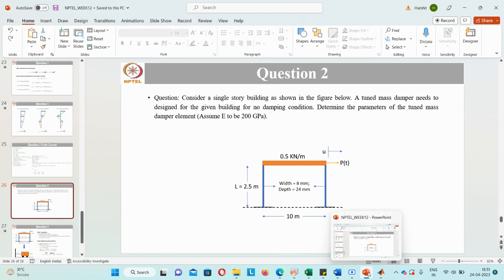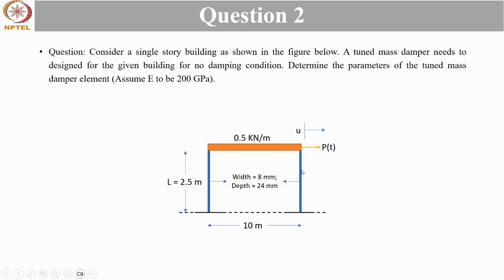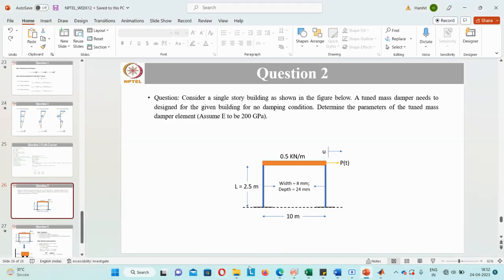So let's proceed with the second question now. The question says, consider a single story building as shown in the figure. The tuned mass damper needs to be designed for the given building for no damping condition. Determine the parameters for the tuned mass damper. Assume E to be 200 GPa.